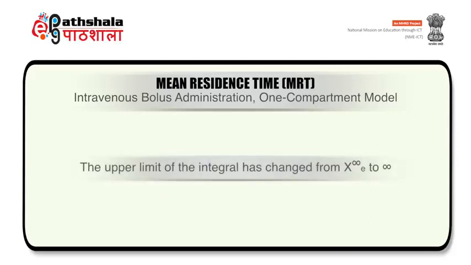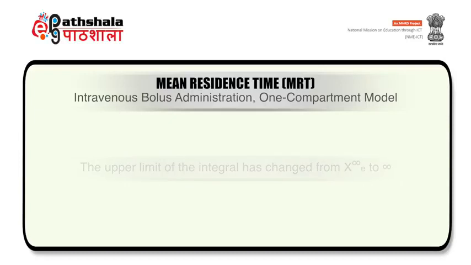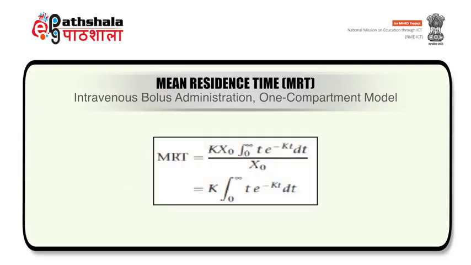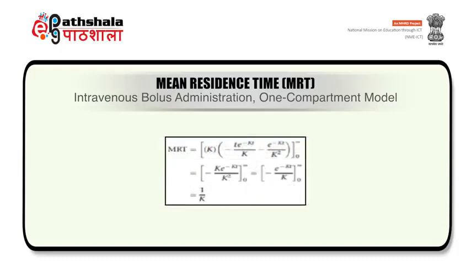On integration over time, the upper limit of the integral has changed from Xe infinity to infinity. Next, the two constants are pulled out of the integral, which allows X0 to be cancelled in the numerator and denominator, and hence MRT can be expressed as k times the integral from 0 to infinity of t e to the power minus kt dt, and on integration MRT is equal to 1 over k.